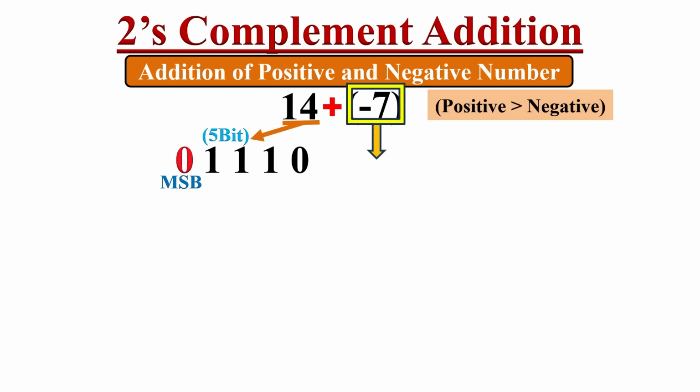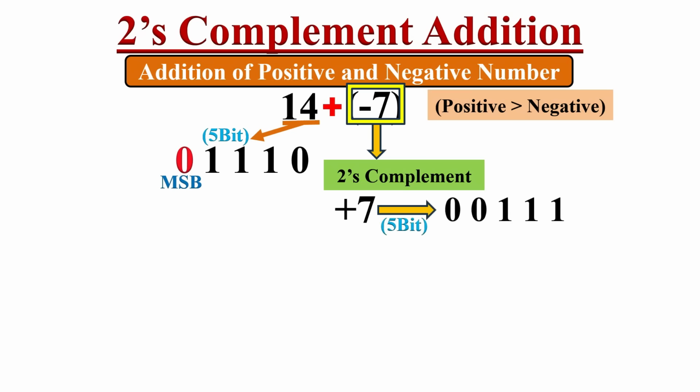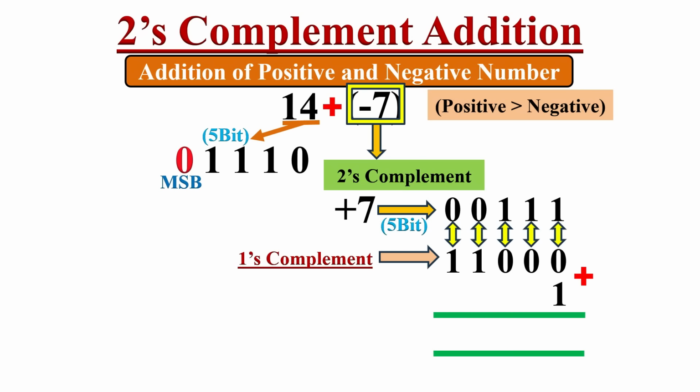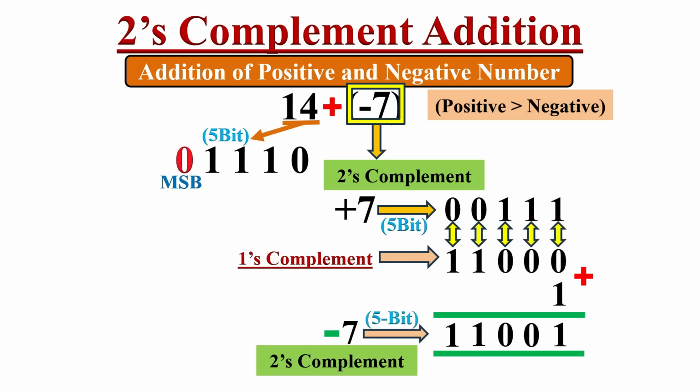Now this minus 7 is nothing but the 2's complement of plus 7. So plus 7 in 5-bit form is equal to 00111. In the previous video, I explained how to find the 2's complement of a binary number. Here to find the 2's complement of plus 7, first of all, we convert plus 7 into 1's complement form. That is, just flip all 1's to zeros and zeros to 1's. After that, just add 1 to it. Here 0 plus 1 equals 1. Remaining all bits come as they are. Then the result is the 2's complement representation of minus 7.